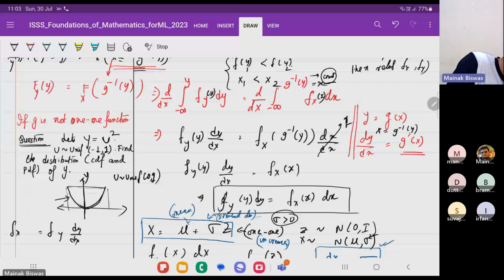So your homework will be to do y equal to u square, u is uniform 0, 1. Then you can use both the first principle and the formula, and you will get the same answer. Tell me, what first principle will I be using to find the PDF of y? When you cannot use the derivative rule, you have to use the first principle and the CDF. So what will I do? Tell me. Y less than y? First step? Yes or no?